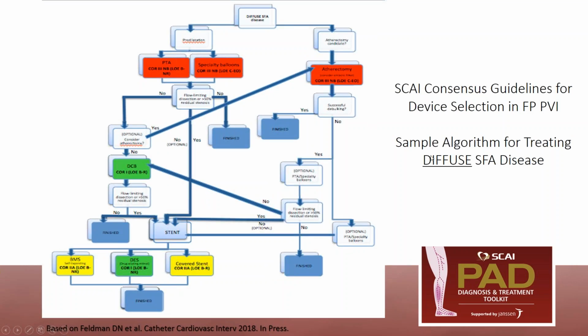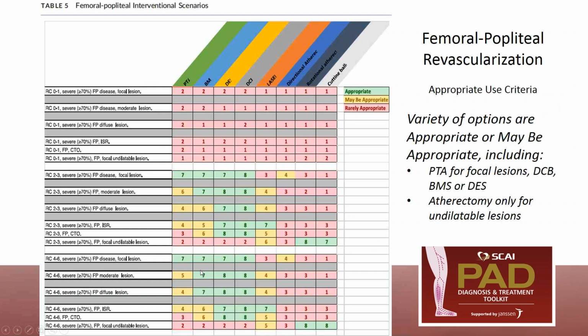That's different from diffuse disease, which is more common in these lesions. Again, DCB and DS. Also, there's some level 2 evidence looking at covered stents for these from the Viabon and the ViaStar trial. Again, a 2A recommendation for diffuse disease. That may be another available option for operators to choose from.